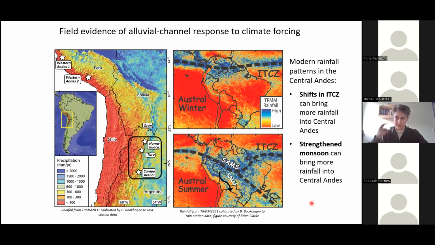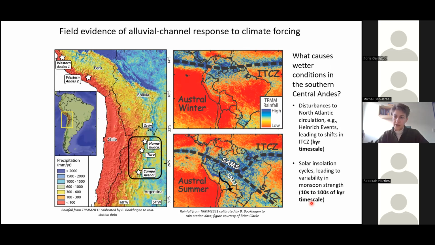Okay, so there are two main factors we tend to think about in terms of bringing more rainfall into the Central Andes. It's shifts in the ITCZ and also the strength of the monsoon. These vary on annual timescales, but they also vary on much longer timescales as well. And particularly when there are disturbances to the North Atlantic circulation, such as through things like Heinrich events, this tends to lead to southward shifts in the ITCZ, and those occur on approximately kilo-year timescales.